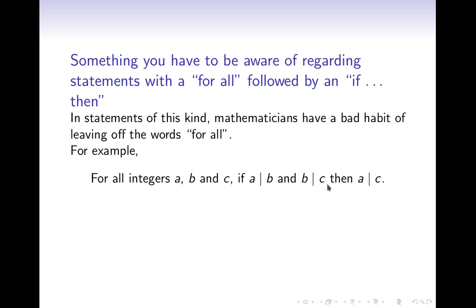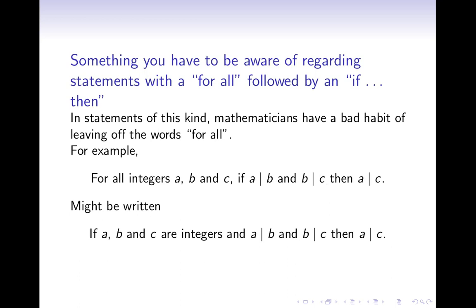would frequently be stated like this. If a, b, and c are integers, and a divides b and b divides c, then a divides c. In this second version, it isn't really being made explicit that we mean for all integers a, b, and c, but most people would interpret this as meaning for all integers a, b, and c. And if that's the way you interpreted it, you interpreted it correctly.